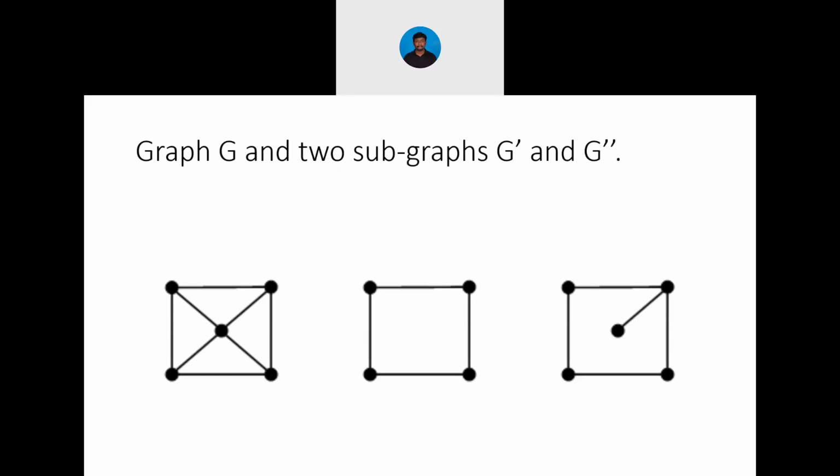So a graph G and two subgraphs G dash and G double dash have been drawn here, right?